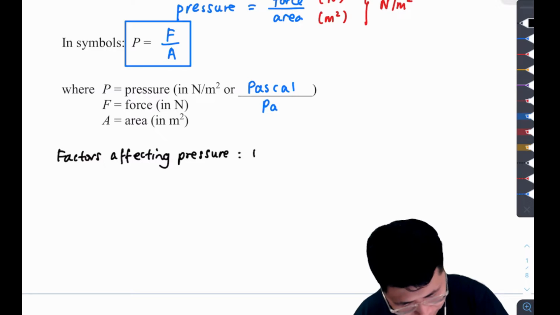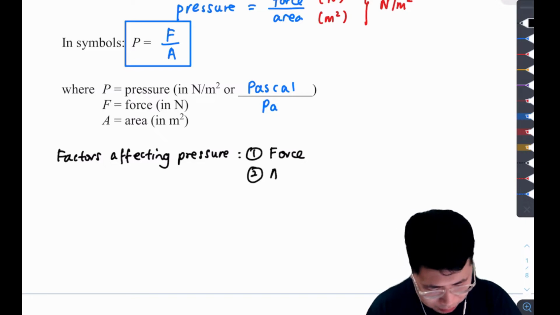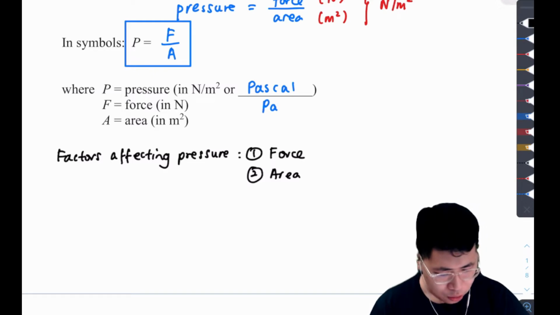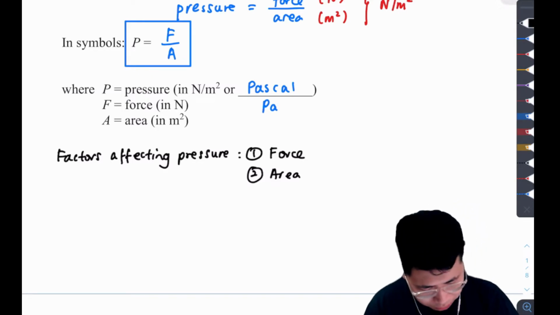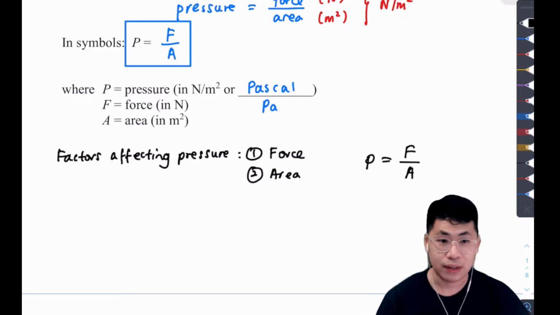Right, so the first factor is the amount of force acting on the object. The second would be the area that you want to spread your force on. Analyzing this one over here, P equals F over A. Pressure is force over area.